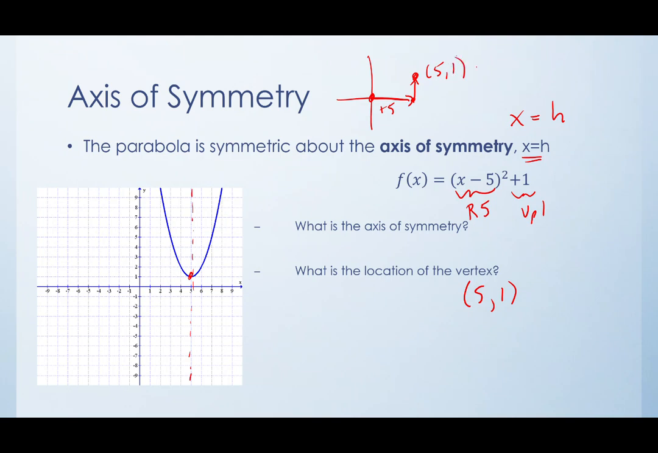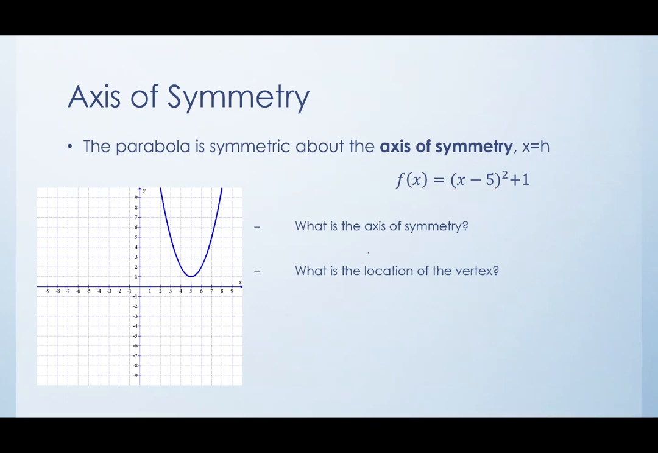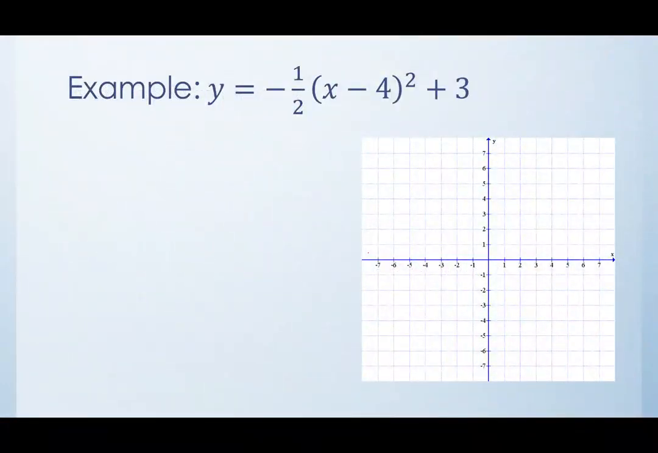And since our axis of symmetry has to go through that vertex, every point on that dotted line that I drew there has got the x coordinate of 5. So we're going to say the equation of that line is x equals 5. All right, so here's another one. We're going to basically do all the same stuff here.